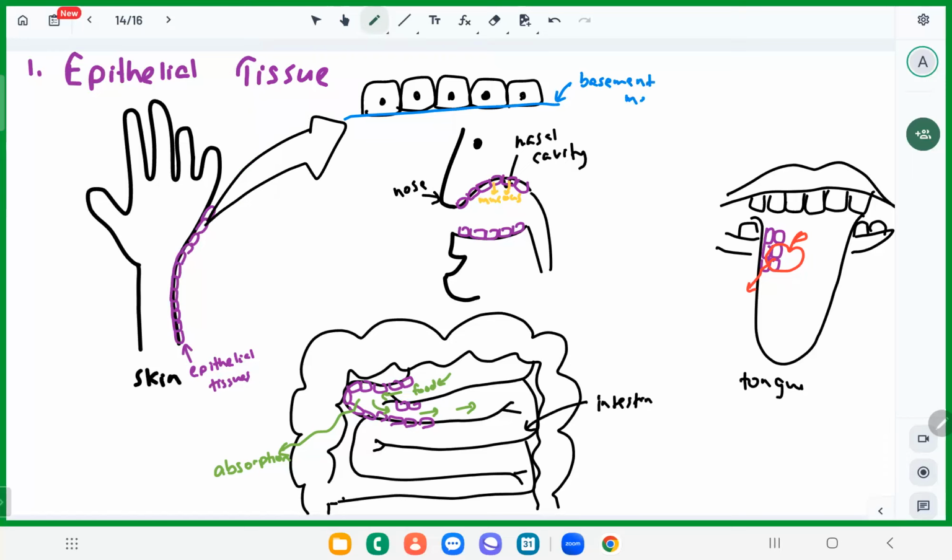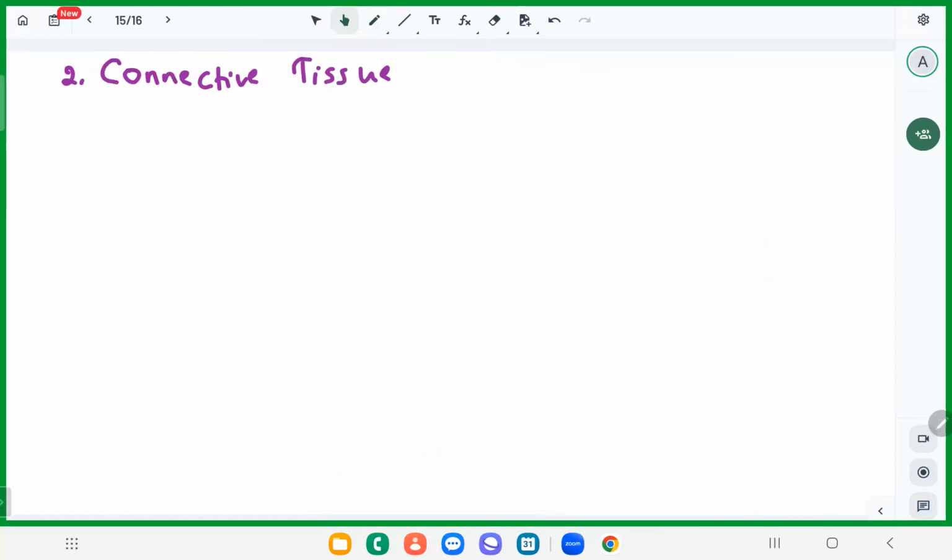And if you take a closer look at the epithelial tissue, you can see that the epithelial tissue does not have blood running through it. So there's no blood supply to the epithelial tissue, but there is nerve supply to this tissue. So that's what you need to know about the epithelial tissue. And now I'm moving on to the second type of tissue, which is the connective tissue.